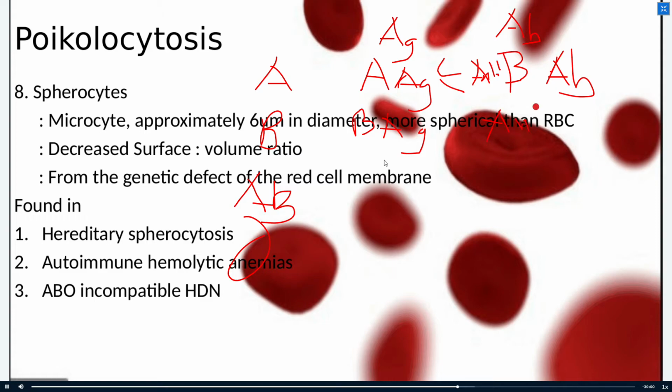Anti-A. Always include the word anti-A. Anti-A, antibody. How about your AB? Ano ang antigen ng AB niya? So, it's your A and B antigen. How about the antibody? Wala. Walang antibody.